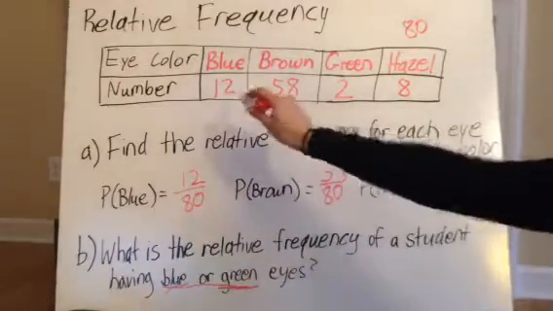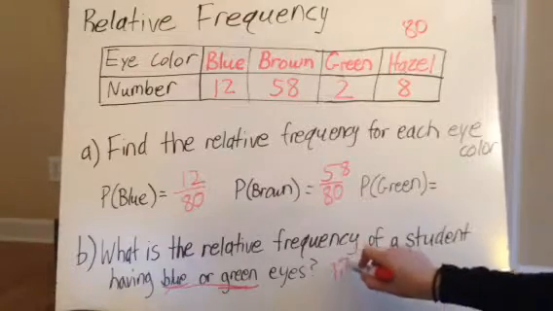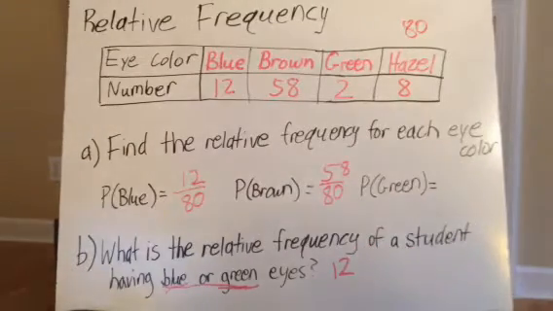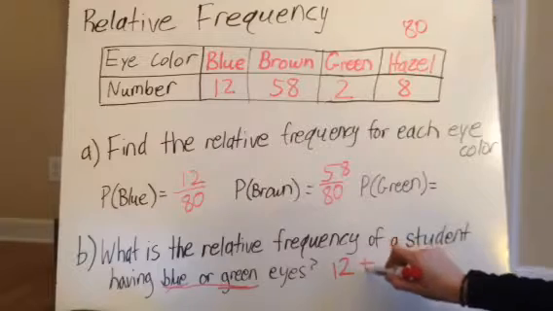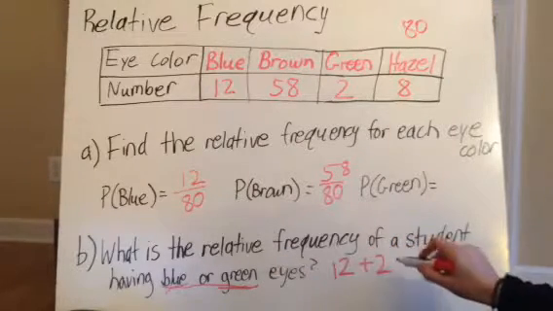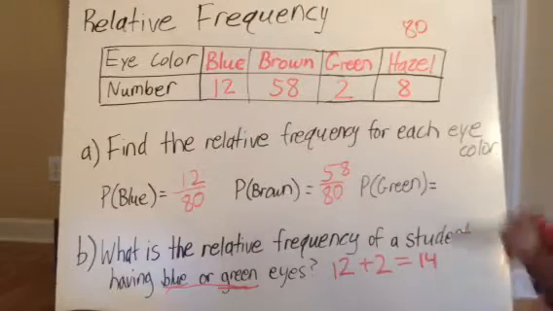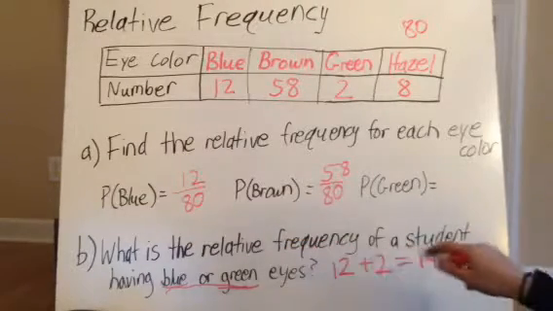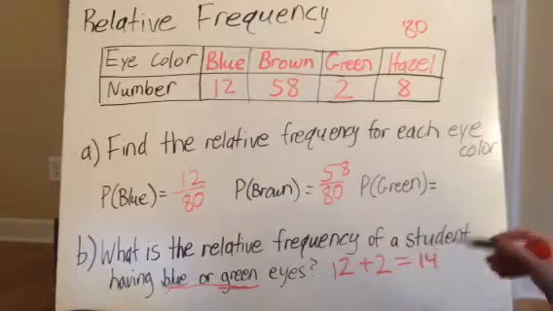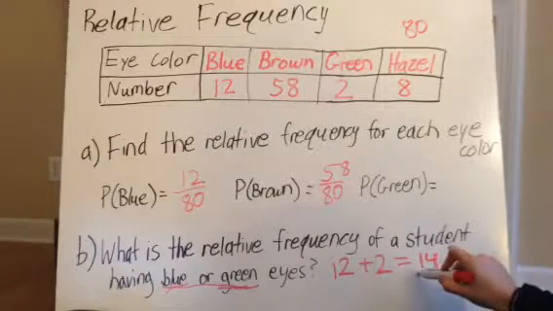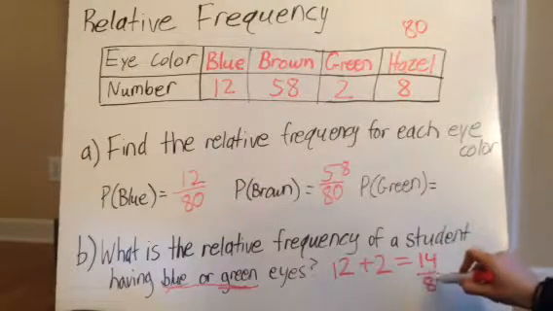So if we look at blue, we know that there are 12. And if we have green, there's 2. So we need to find the total number of people with those color eyes, and that's 14. Now, we want to know a frequency, so we can't just leave it as 14. We need to have it over the total number of students. So again, you're putting it over 80.